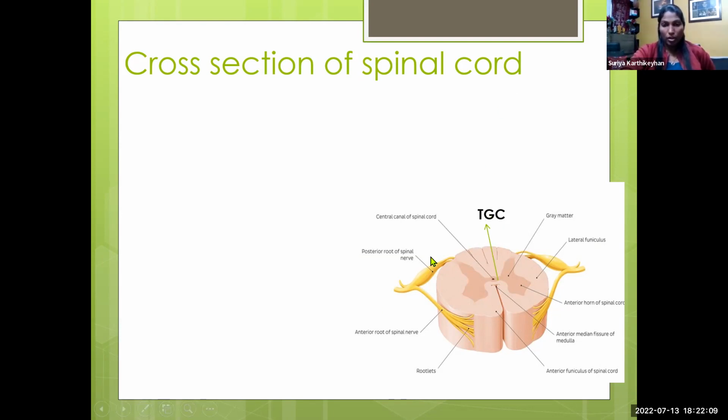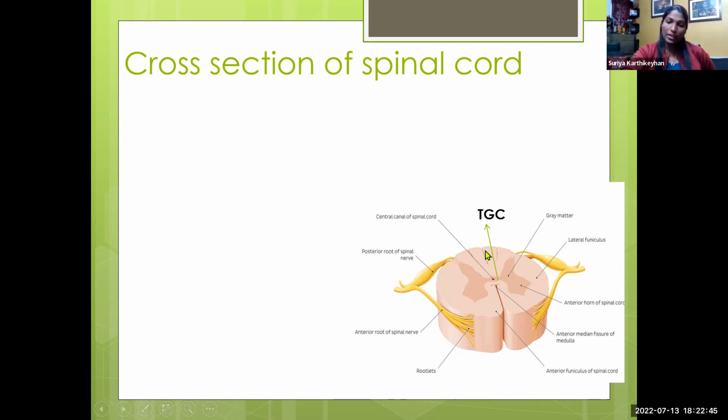And then outside, we have the outer white matter. In the outer white matter, can you make out some fissures? When I was talking about the external features of the spinal cord, I told you about these. There is a fissure anteriorly, which extends deep into the substance of the white matter. This fissure is called the anterior median fissure. It extends into the white matter and divides the white matter into two halves.